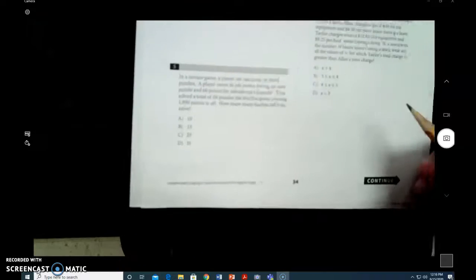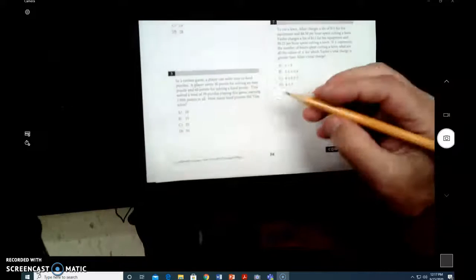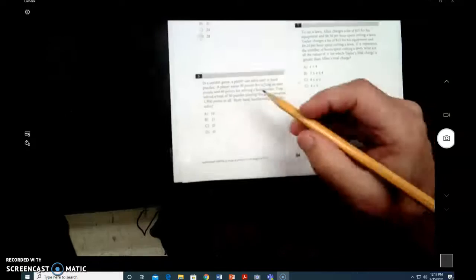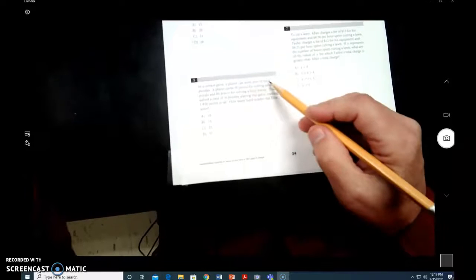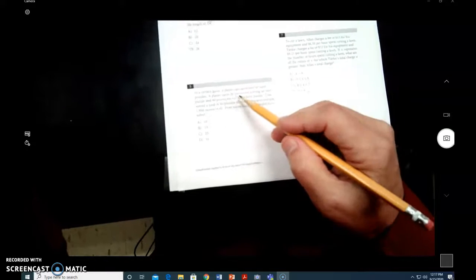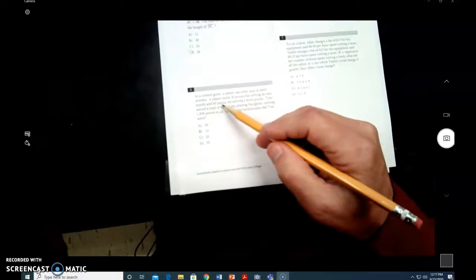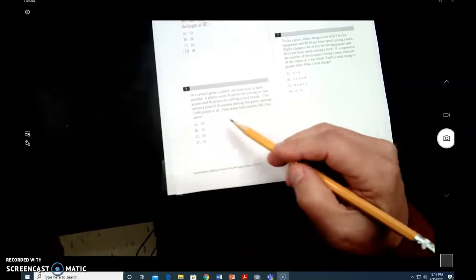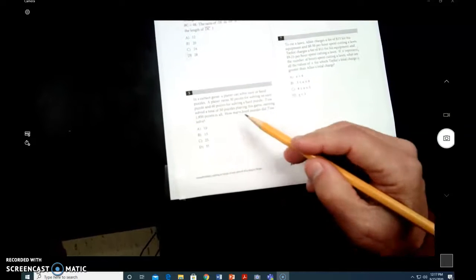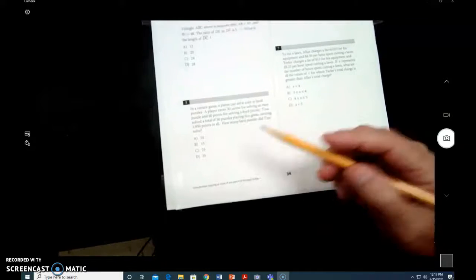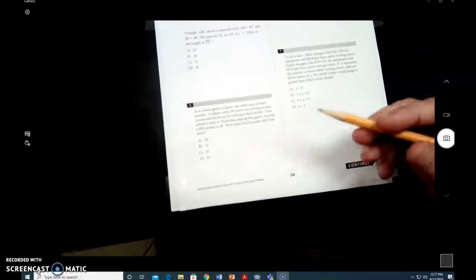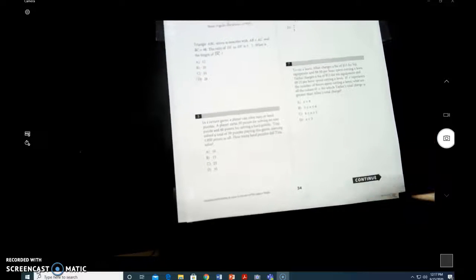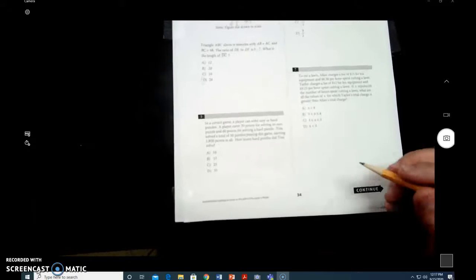All right, let's look at question number 5. This is another system of equations. They come up all the time. In a certain game, a player can solve easy or hard puzzles. A player earns 30 points for solving an easy puzzle, 60 points for solving a hard puzzle. Tina solved a total of 50 puzzles playing this game, earning 1,950 points in all. How many hard puzzles did Tina solve? You've got to do a lot of these to start recognizing, look, this is a system of equations.